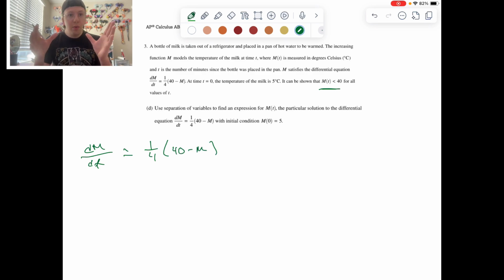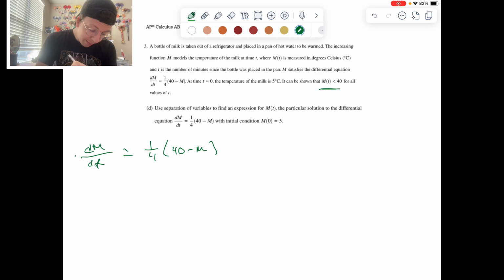All right, so what I want to do is separate the variables so all of our m's are on one side of our equation, and all of our t's are on the other side. Looking at our differential equation, notice that dm is in the numerator on the left-hand side and dt is in the denominator. I want all of my dm and dt to be in the top so I can integrate.